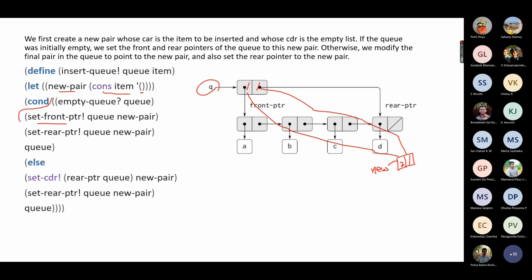If the queue is empty, what is happening? If the queue is empty, after taking a new node, the new node address is known. That is what? New pair. And you have to assign the car part to the new pair and then the cdr part also to the new pair. That's what we are doing here. Understood? So set front pointer of a queue to new pair.